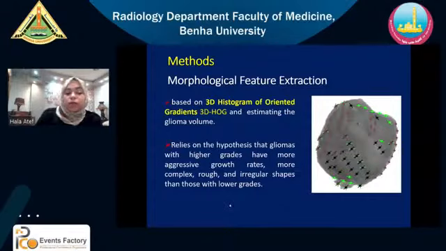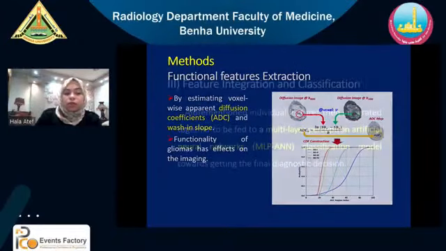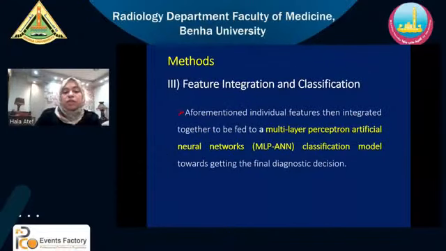It relies on the hypothesis that high grade gliomas have a more aggressive growth rate and more complex, rough, and irregular shapes than those with lower grades. Functional feature extraction is done by estimating the voxel-wise apparent diffusion coefficient and washout slope. As we all know, the functionality of gliomas has an effect on the imaging. Feature integration and classification: the aforementioned individual features are then integrated together and fed to a multi-layer perceptron artificial neural network classification model toward getting the final diagnostic decision.